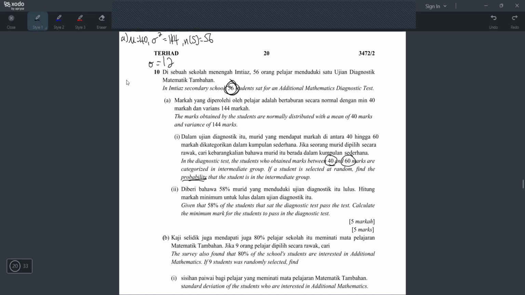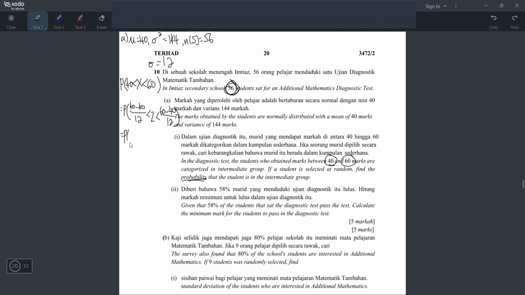All right, so what do you do now? First thing first, I'll write down the probability of what they want, which is the intermediate group. Intermediate is when the marks are between 40 and 60. So I will write the in-between symbol, and I will let X be the marks. The marks have to be between 40 and 60. So this is how we write in between. And then now I'll just convert to Z, because this is normal distribution. In normal distribution you have to convert to Z and then look at the jadual. So how to convert? 40 minus mean, which is 40, divided by standard deviation, 12. And then 60 minus mean 40, divided by standard deviation 12.